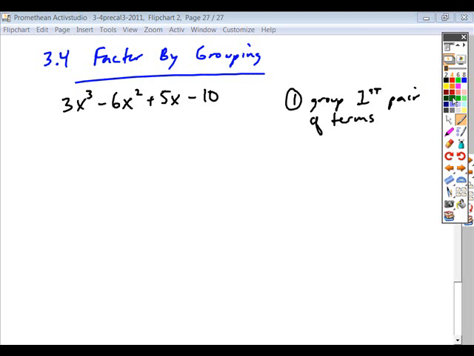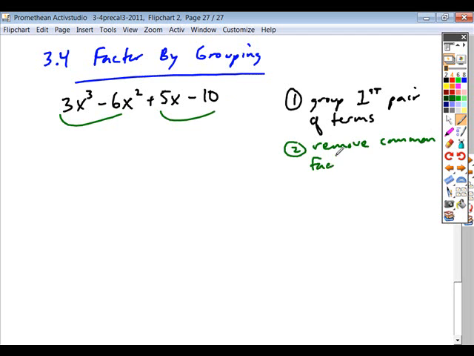If not, if you wind up with 4 separate terms, look to group your first pair of terms together and group your second pair of terms. Once you do that, you're going to remove common factors from each individual group. So we're going to work separately with the first group and the second group.